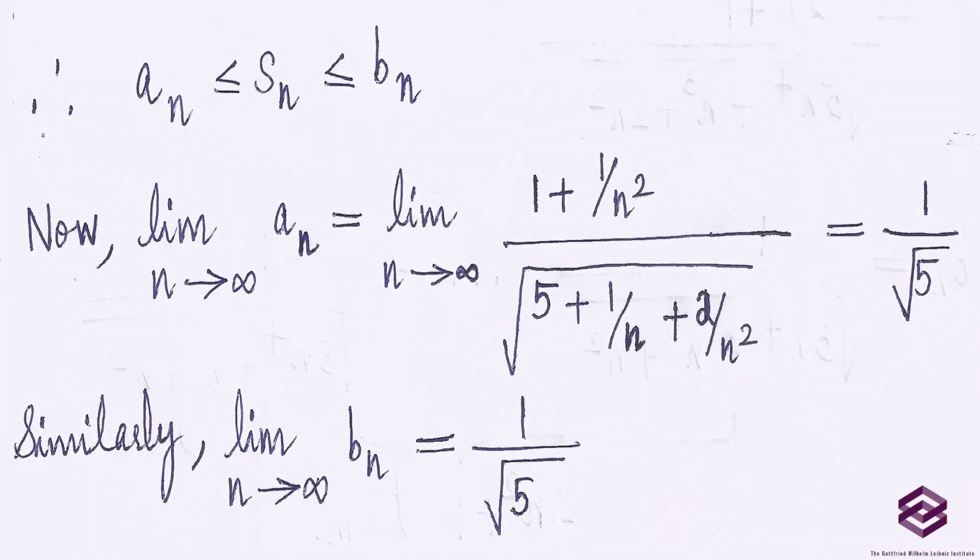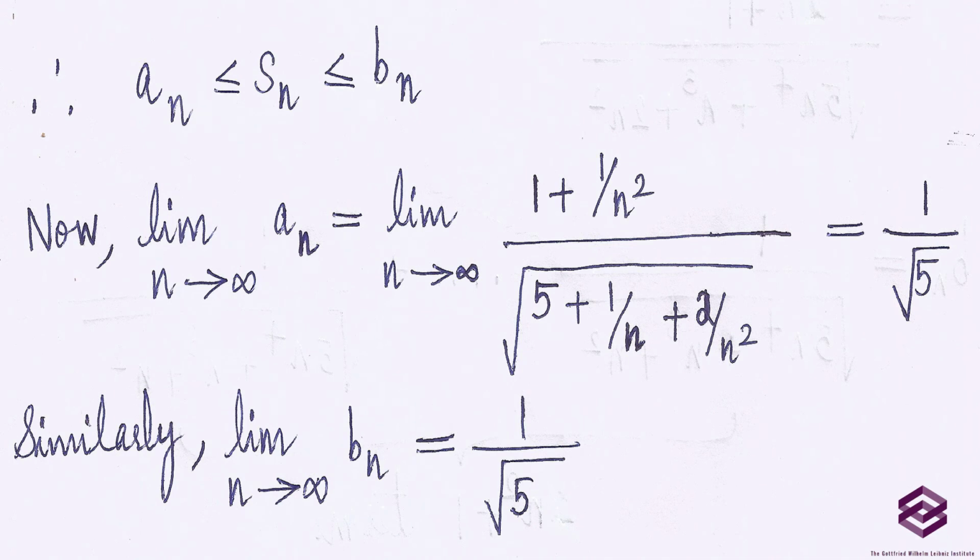What does that mean? We can sum all of those terms, and it finally turns out that An is less than or equal to Sn is less than or equal to Bn. Now what comes into our mind? Now we can use the sandwich theorem or the squeeze theorem. If An is less than or equal to Sn is less than or equal to Bn, and if the limits of An and Bn are equal, then the limit of Sn is also equal to the same limit.